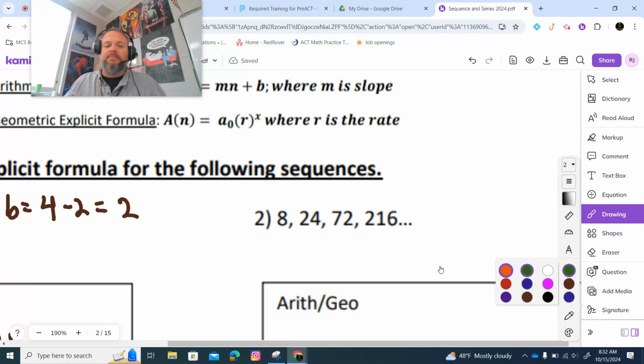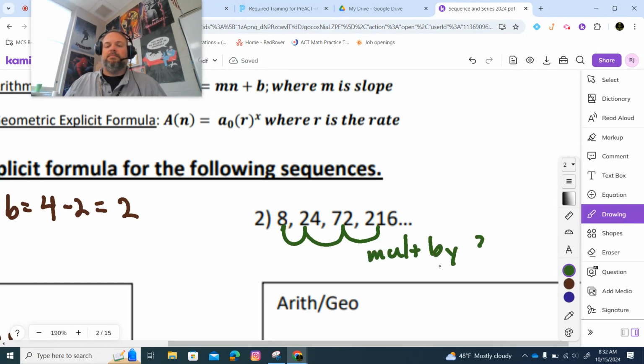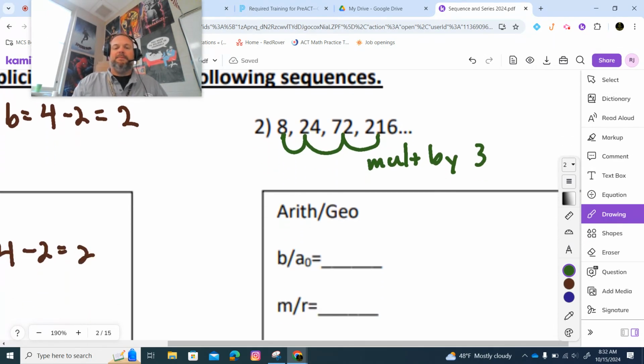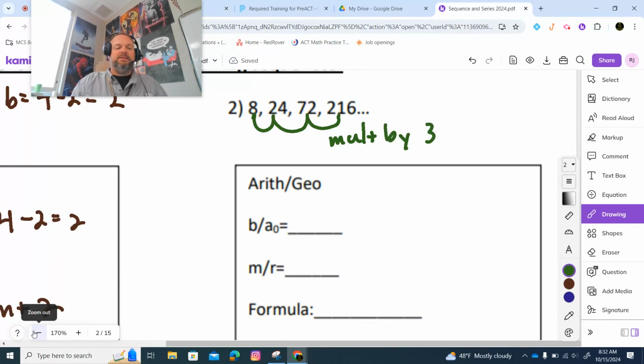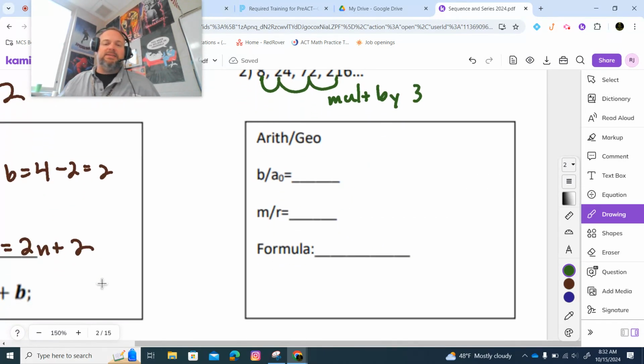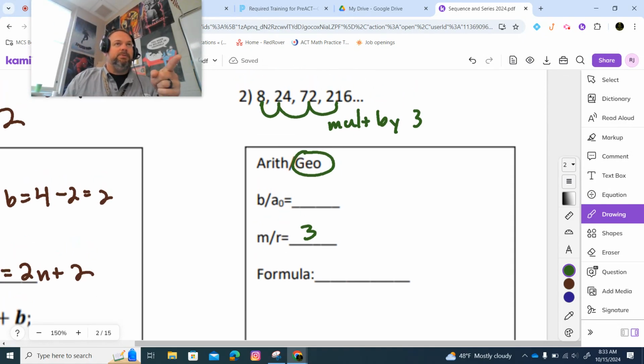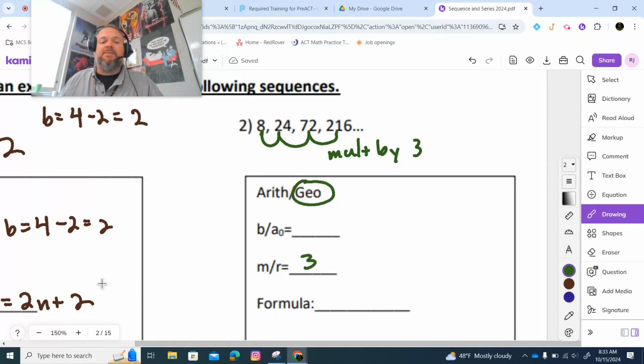Let's do another one. All right, this goes 8, 24, 72, 216. What's happening here? Yeah, we're multiplying. So we're multiplying by 3. So this tells us that this is geometric, and our R is 3. Okay, bless you.